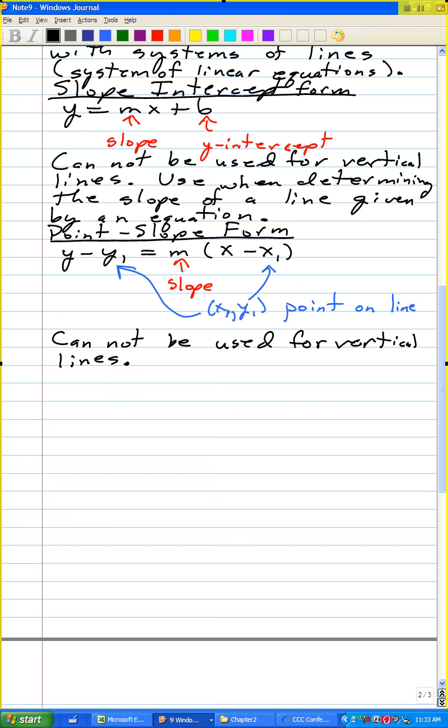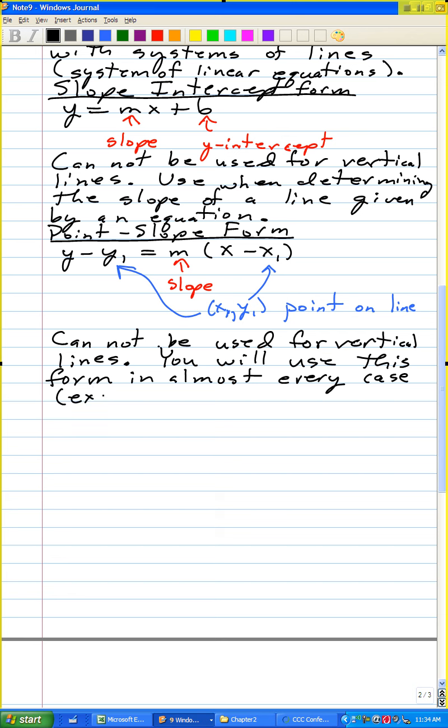In general, this is the form that is always the easiest form to use. So almost always, you will use this form in almost every case. So it's just the few cases that I have given above, except for those special cases.